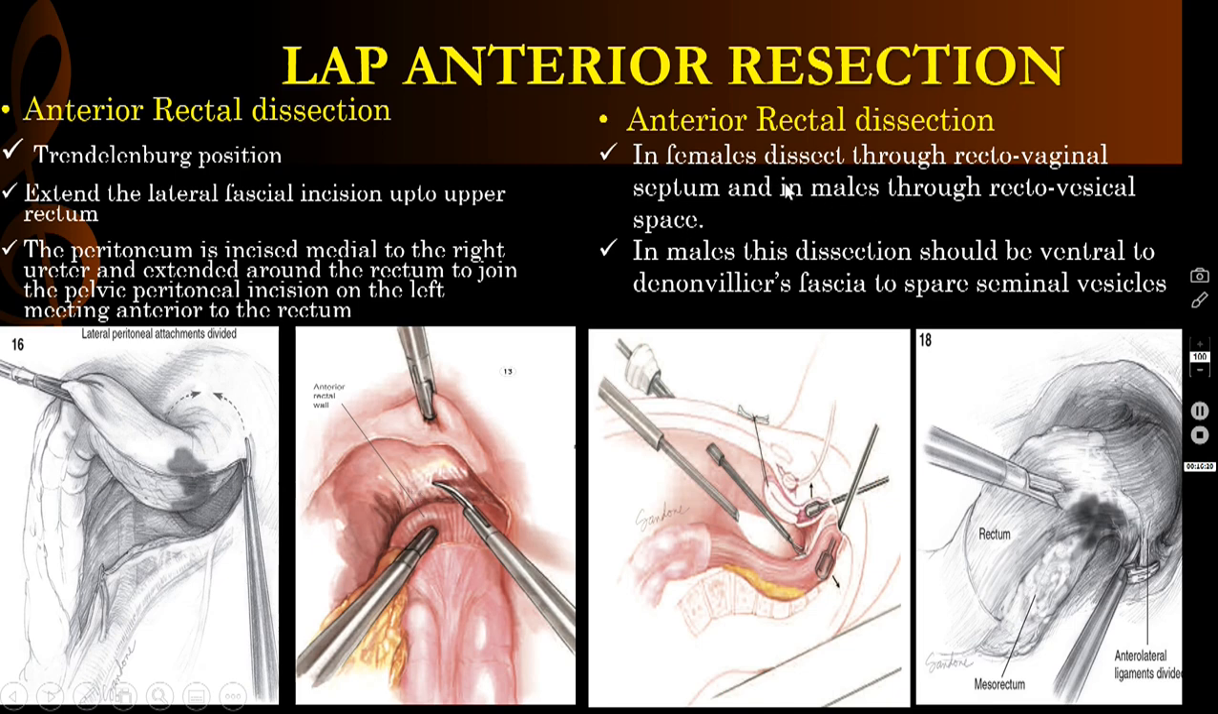In female patients, this dissection is through the rectovaginal septum, and in males, this is through the rectovesical space. Here, you are seeing it in a female patient, and this dissection is through the rectovaginal septum here. And in a male patient, this is through the rectovesical space, and in males, this dissection should be ventral to the Denonvilliers' fascia in order to spare the seminal vesicles.